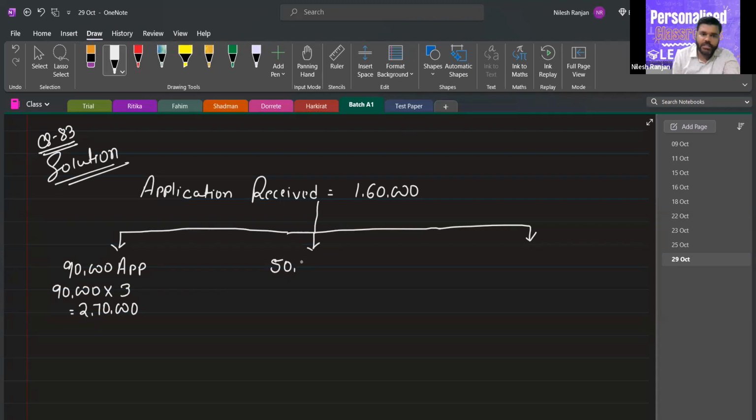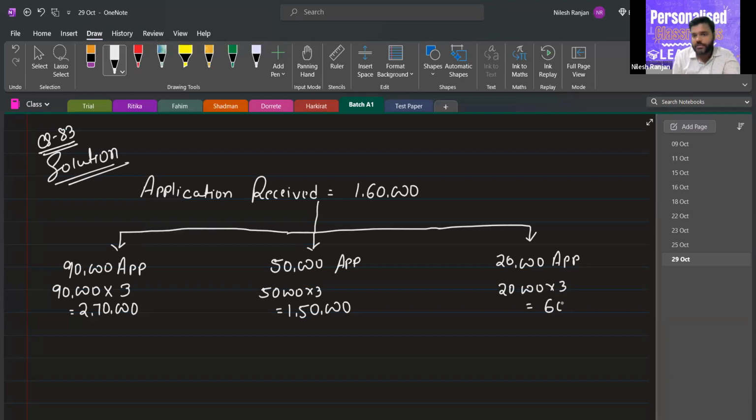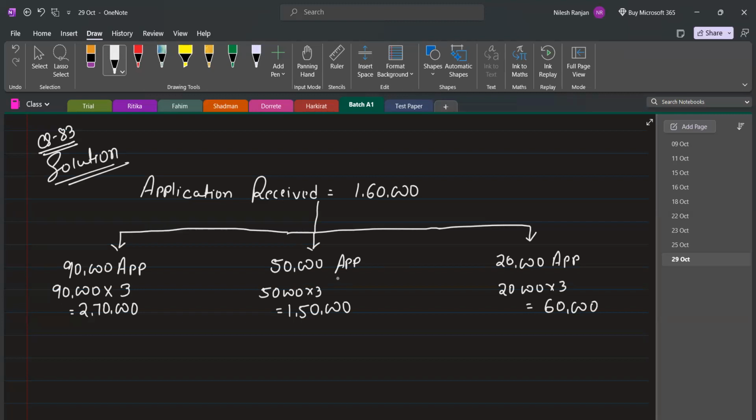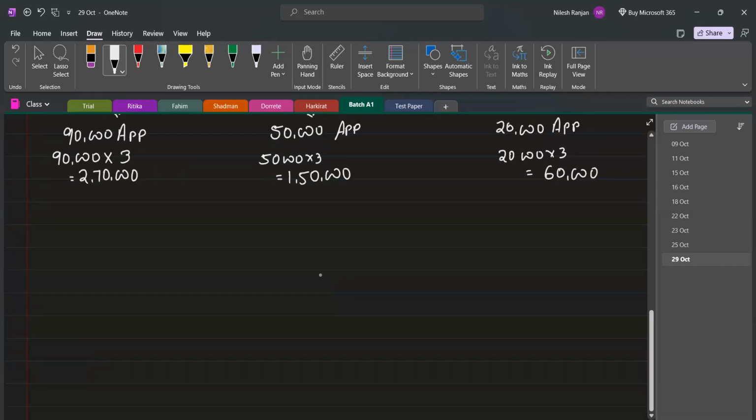In the second part, it is 50,000 application. So 50,000 into 3, 1,50,000. And the third part, 20,000 application. And we have received 20,000 into 3, that is 60,000. Is there any problem here? Yes, sir. No, sir. Good.